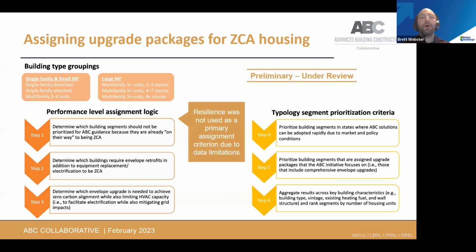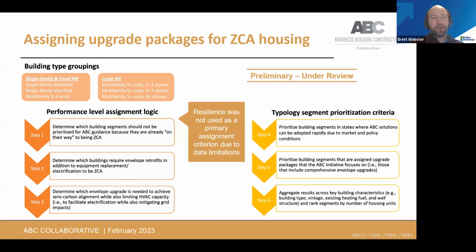So then we took the results of all of this analysis and we applied some logic to help us identify which retrofit needed to be applied where. And to do that, on the left-hand side of this graphic, you can see that we first determined which building segments did not need to be prioritized for any of the 4 retrofit packages because they were already high performing and on their way to being zero carbon aligned.